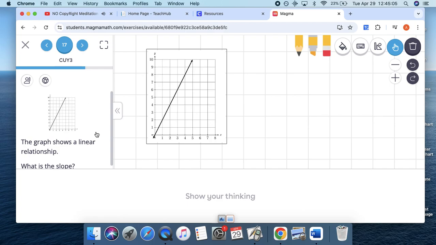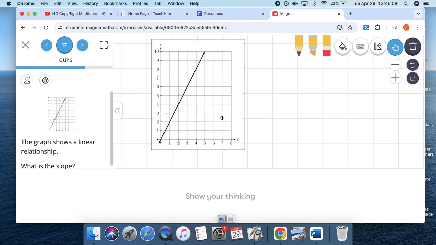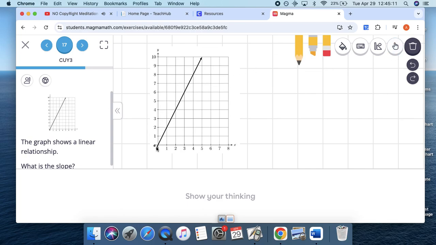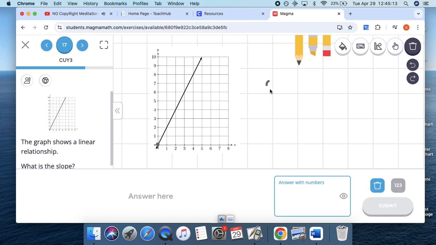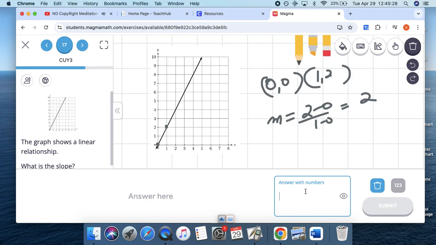The graph shows a linear relation. What is the slope? To find the slope, ladies and gentlemen, pick two very easy points, the easiest points you can. I'm going to pick (0, 0) and another one, (1, 2), right there. Find the slope: y2 minus y1 over x2 minus x1. So you would get 2 minus 0 over 1 minus 0, which is 2. So the slope is 2.